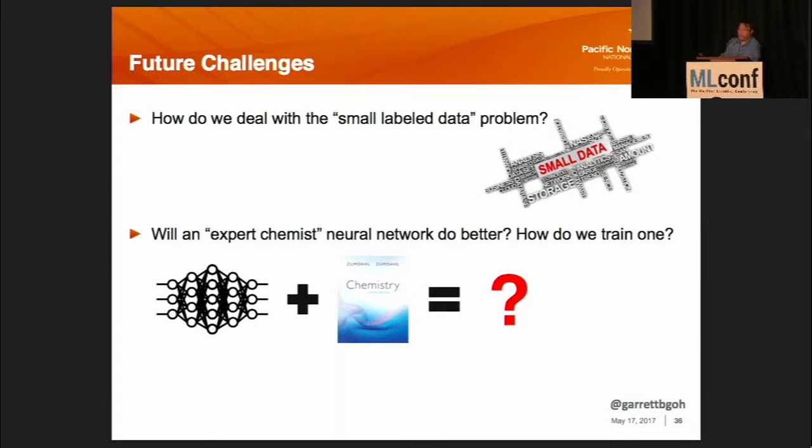And the other thing is that even though I've focused my work so far on training neural networks with as little chemistry knowledge as possible, one thing that's implicit is that I have to train a new neural network for every single chemical property I want to predict.